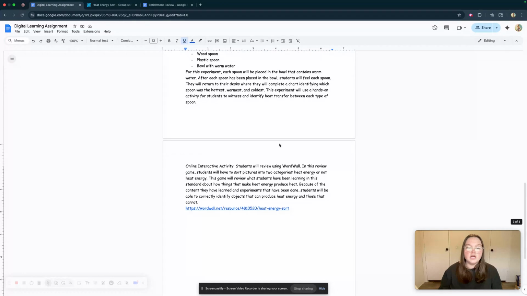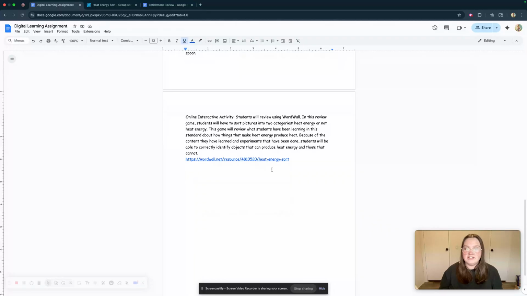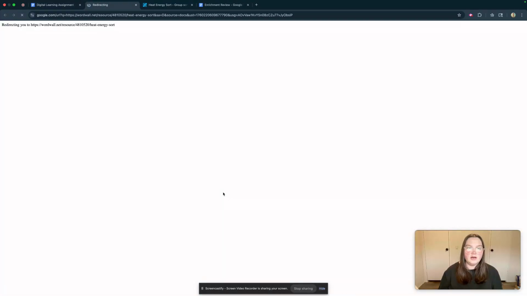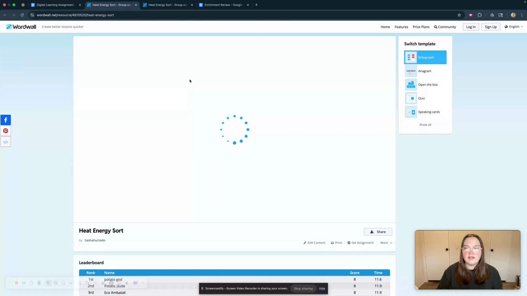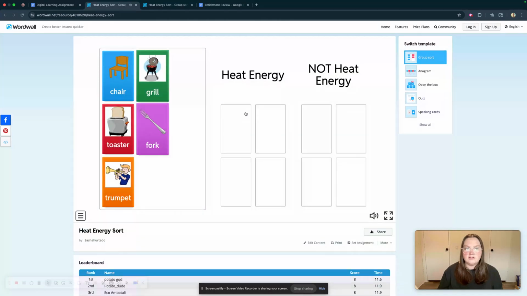So for the online interactive activity, they're going to use Word Wall. And in this review game, students will sort pictures into 2 categories: heat energy or not heat energy. It'll review what they have learned in this lesson about heat transfer and how heat energy is produced. So let me pull up the game. And this is how it looks.